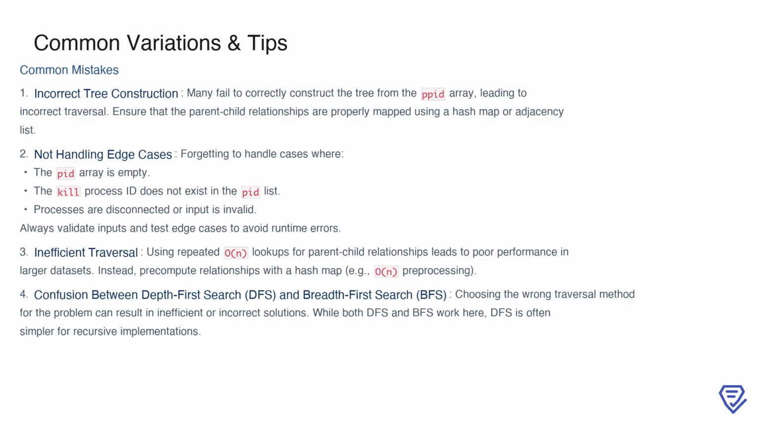Additionally, inefficient traversal is another pitfall. If you repeatedly look up parent-child relationships in an O(n) manner, you'll end up with poor performance on large datasets. Pre-computing the relationships in O(n) during pre-processing can save significant computation time.